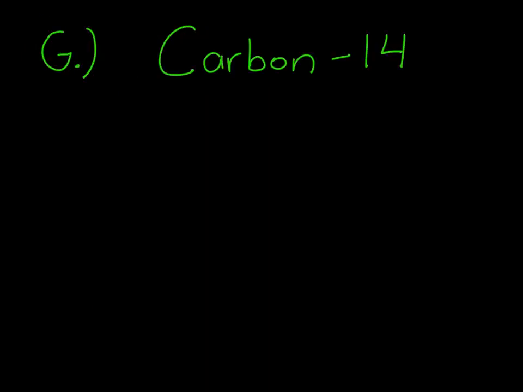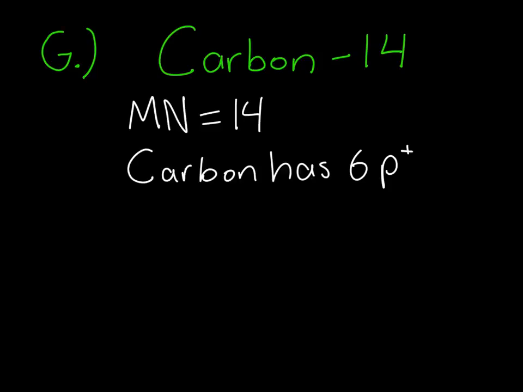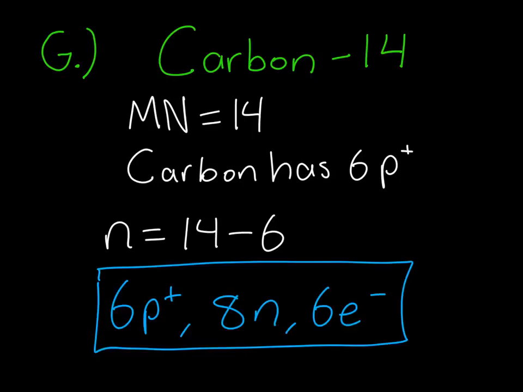Part G gives us carbon, but with a new notation. It is written as carbon-14. The 14 is its mass number. Since we know carbon has 6 protons, we subtract 6 from 14 to get 8 neutrons. There is no charge indicated, so we assume that it's a neutral atom, meaning there must be 6 electrons. So there we have it, 6 protons, 8 neutrons, and 6 electrons.